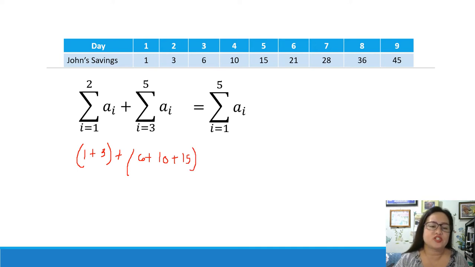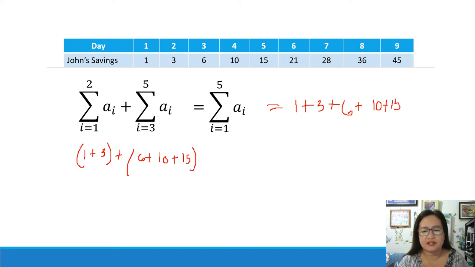Is it the same if we will just write 1 plus 3 plus 6 plus 10 plus 15? Definitely, we will have the same sum. So just remove the grouping symbols between the two sets. They will just have the same answer. So you will have 1 plus 3 plus 6 plus 10 plus 15. Adding that, we shall have 10 plus 15, 25, plus 6, 31, plus 3, 34, plus 1, 35. It's just the same as if you have added first 1 and 3, then added it to the sum of 6, 10, and 15.